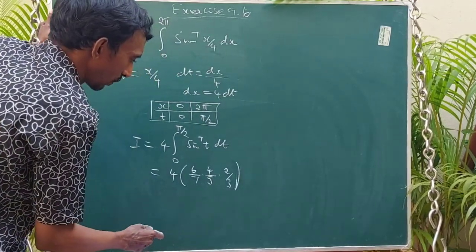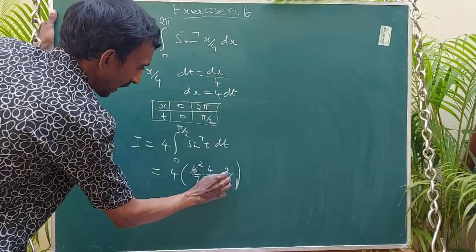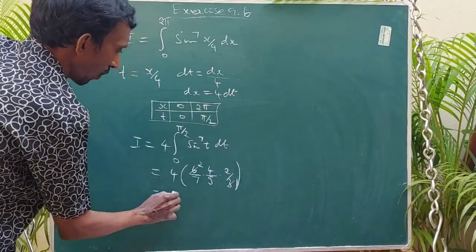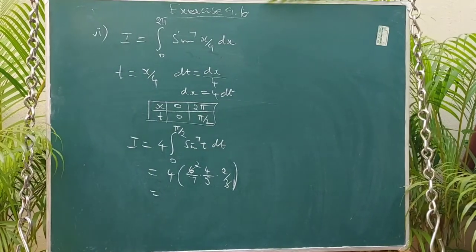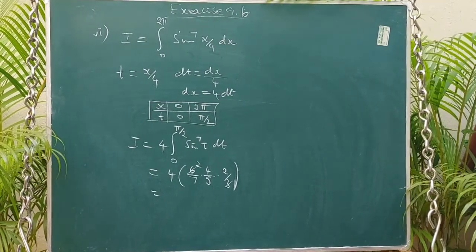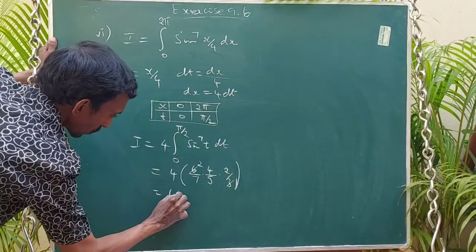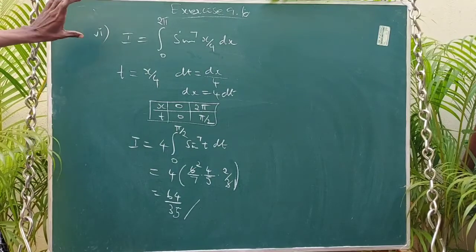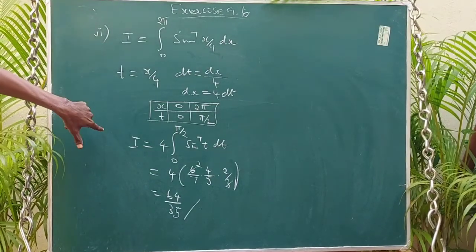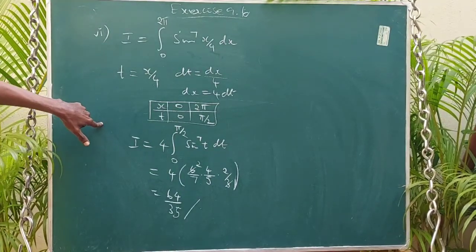So if anything possible, so 2 times, 1 time. So 4 into 4, 16, 16 into 4, 64. So 64 by 7 5s are 35. So 64 by 35, this is the answer. So subdivision 3, 4 and this subdivision 6 all are the same.